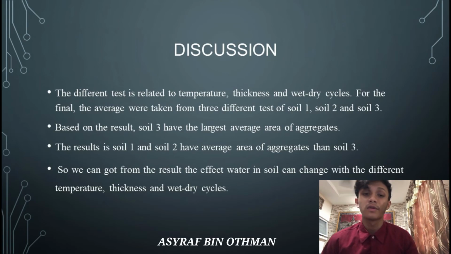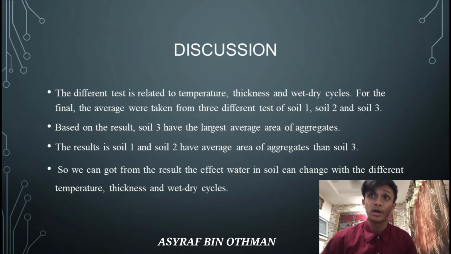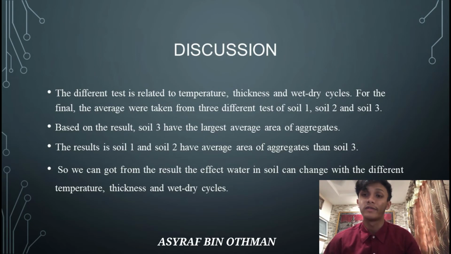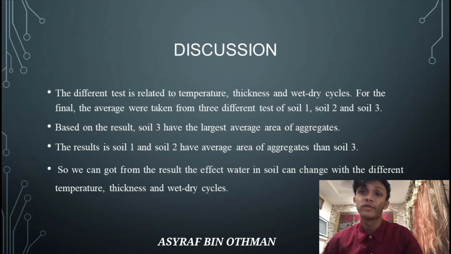So moving to my part, there is a discussion for this topic. The discussion is about the different tests related to temperature, thickness, and wet dry cycles. For the final, the average was taken from 3 different test soils: soil 1, soil 2, and soil 3. Based on the result, soil 3 has the largest average area of aggregates. So we can see from the result that the effect of water in soil can change with the different temperature, thickness, and wet dry cycles.